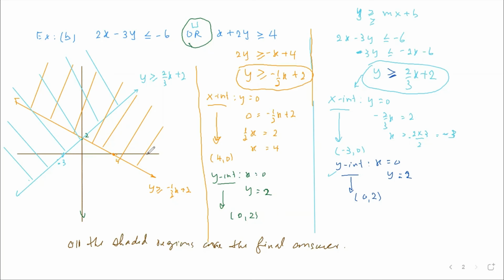Okay, I think that's all for this one. How to plot inequality of and all. This talks about only linear.